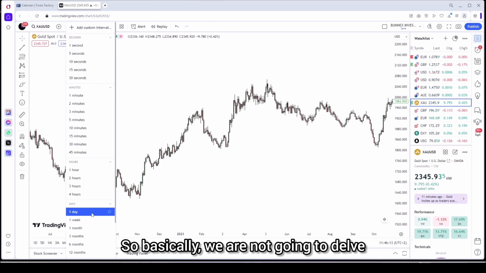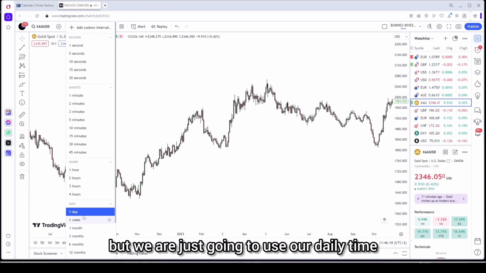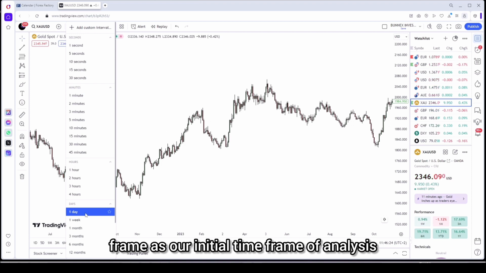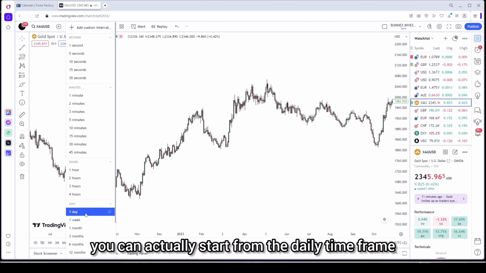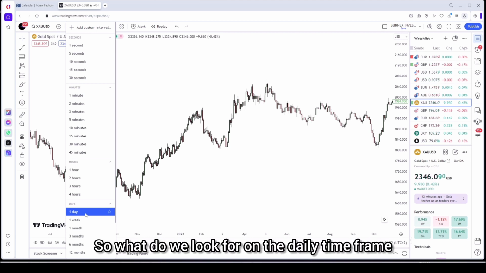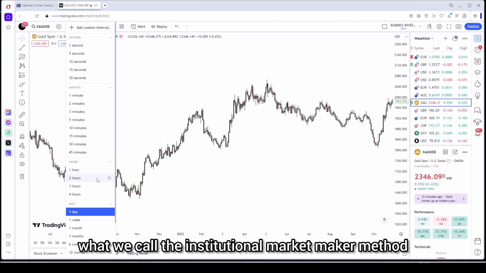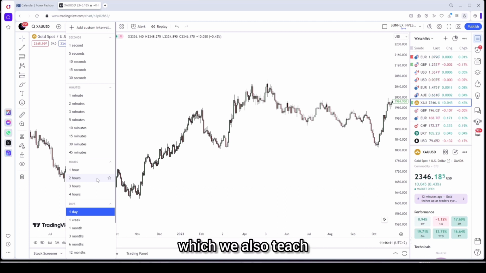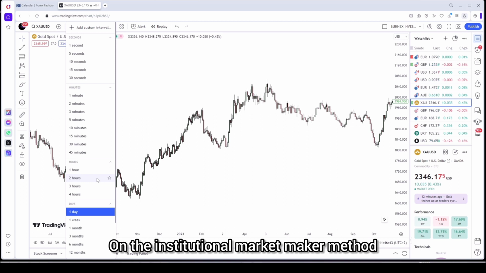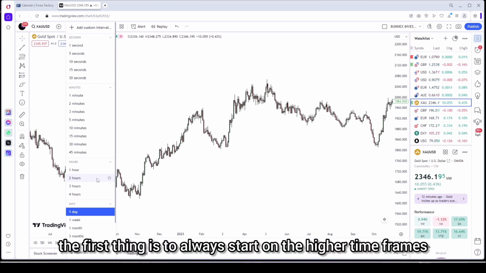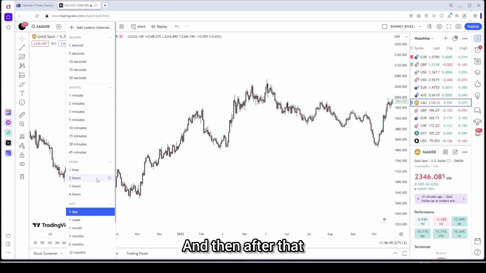So basically, we are not going to delve deep into very high time frames, but we are just going to use our daily time frame as our initial time frame of analysis. Whenever you are given any tradable asset, you can start from the daily time frame. So what do we look for on the daily time frame? On this particular channel, we use what we call the institutional market maker method, which we also teach. On the institutional market maker method, the first thing is to always start on the higher time frames, and after that, we need to look at the cycles.